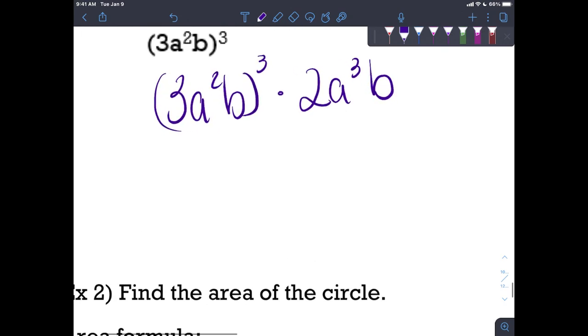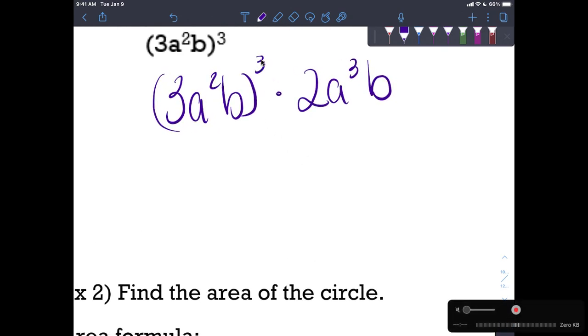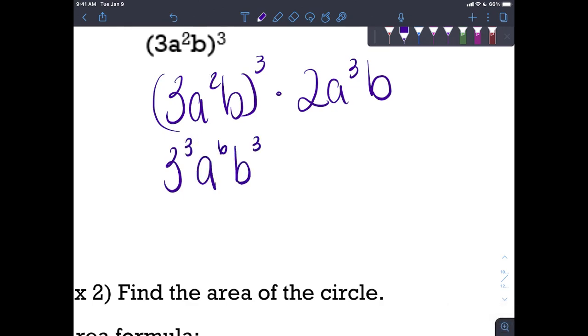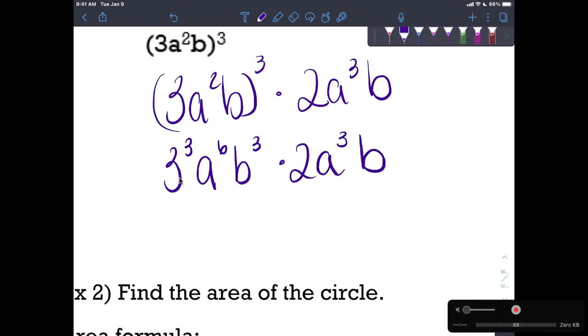Now I'm taking a look at these and I see this exponent on the outside of my parentheses. So I want to go ahead and distribute it exponent to exponent, remembering that I multiply them. All right, so now that I have that, I'm going to go ahead and start simplifying.